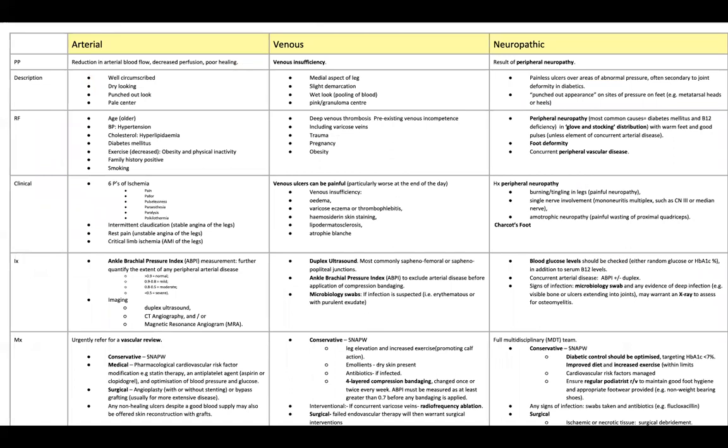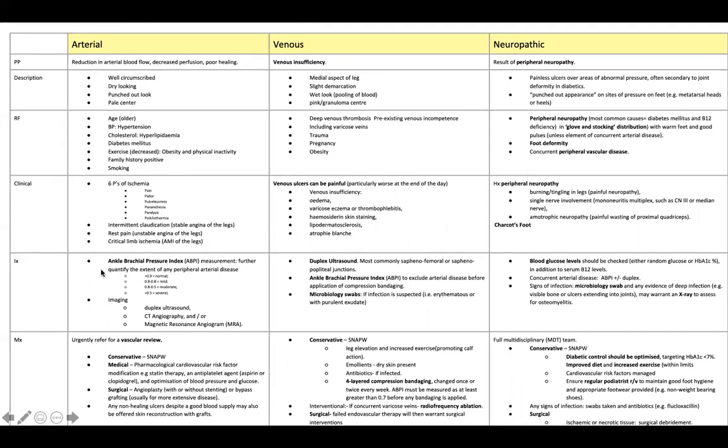So this is a really big table, but I just tried to summarize everything on one slide. Your arterial, venous, and neuropathic ulcer. Just little things to highlight. With arterial, it's important to think about the risk factors if you're thinking of an arterial ulcer. The way I remember is A, B, C, D, E, F's. A for age, older person, B for BP, hypertension, C for cholesterol, D for diabetes, E for exercise decreased, family history, and smoking. I think it's important for any cardiovascular history even, to make sure you ask those specific risk factors. And I think ABC is just a really easy way to remember it. Important to ask in the OSCE situation.